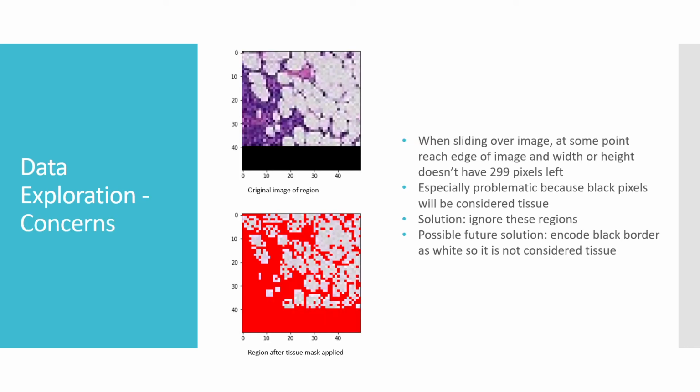So during my data exploration, I had some concerns. One of them is that Inception takes 299 by 299 images. And since the .tifs that we have are not divisible by 299 in their dimensions, at some point you're going to reach the edge of the image and get a black box like we see here. This is especially problematic because when you use the tissue mask, it'll consider this black box as tissue since it's black. My current solution is just to ignore these regions, but a possible future solution would be to encode these black borders as white, and that way it's not considered as tissue.